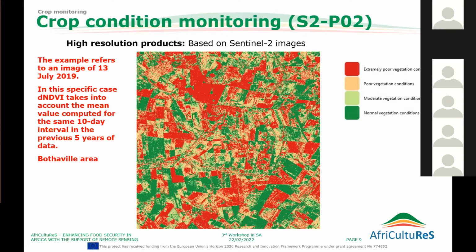So this is an example, for instance, for the Botaville area. The sample refers to an image of the 13th of July 2019. So you can see from this some areas where the vegetation condition with respect to the previous years was quite low, poor, and other cases in which it was in good condition.